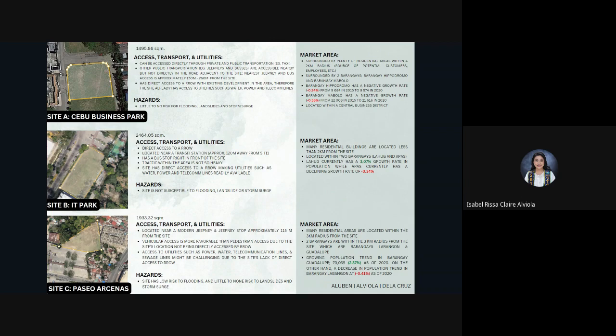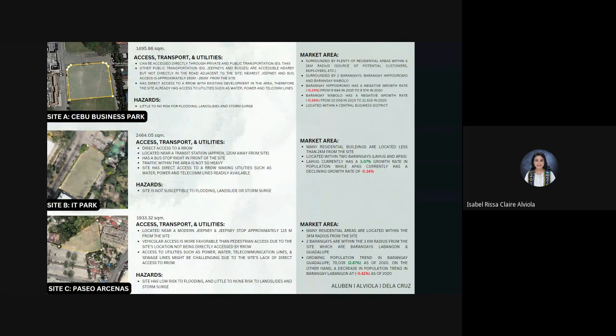For our second site, it is located within IT Park. For access, transport, and utilities, it is located directly next to a road right-of-way, which makes it accessible to the important utilities. It is also located nearby a transit station, approximately 120 meters away, and it has a bus stop right in front of the site. It is not susceptible to any of the hazards. For the market area, it has a lot of residential areas located less than 2 kilometers away from the site.